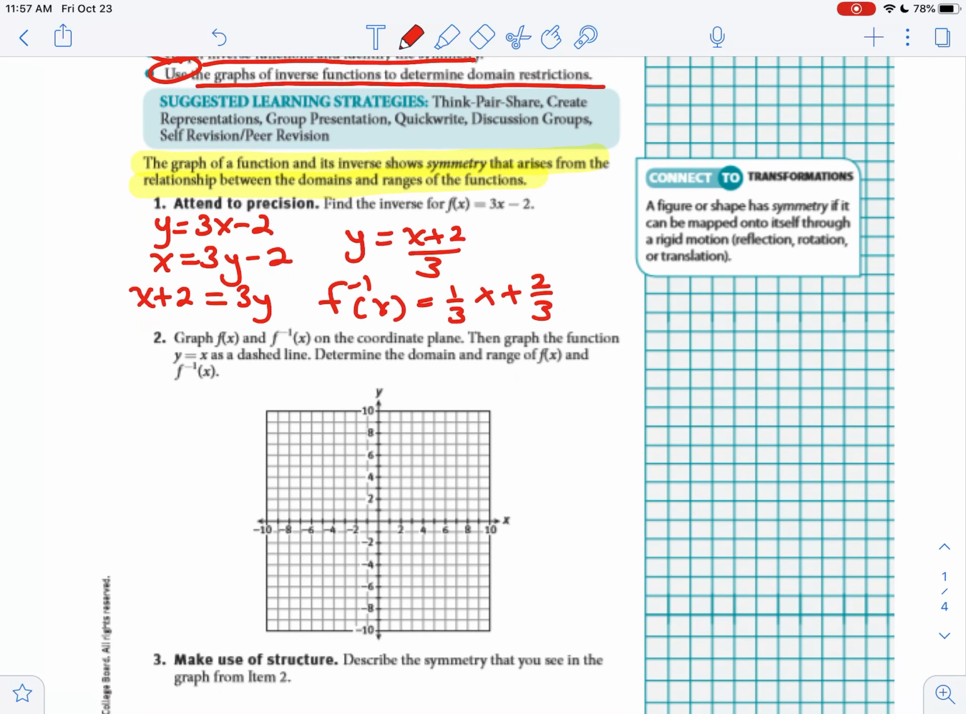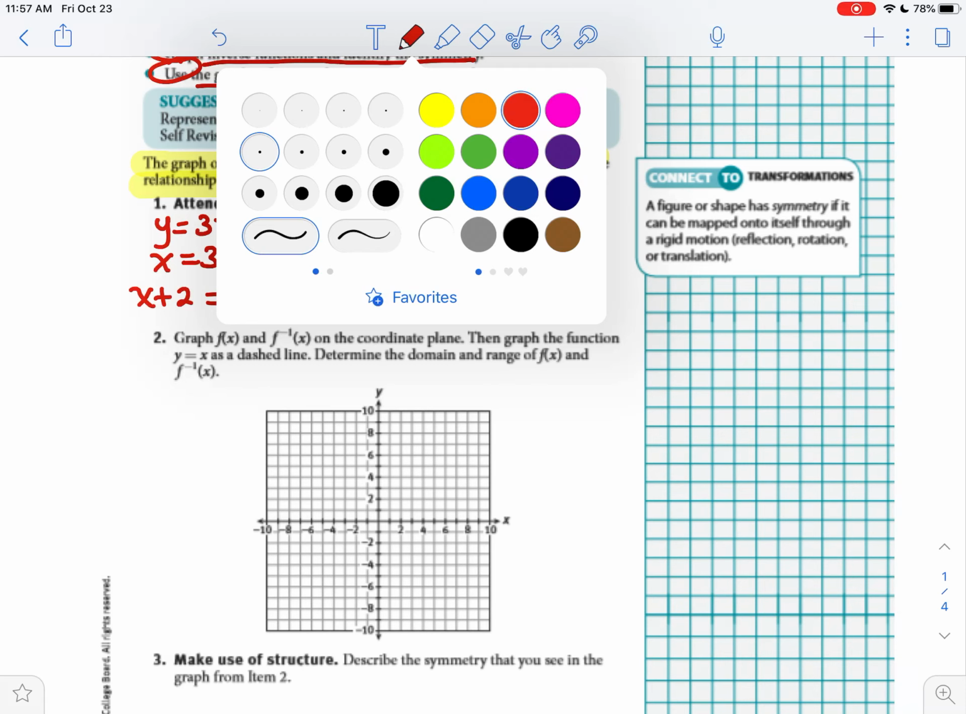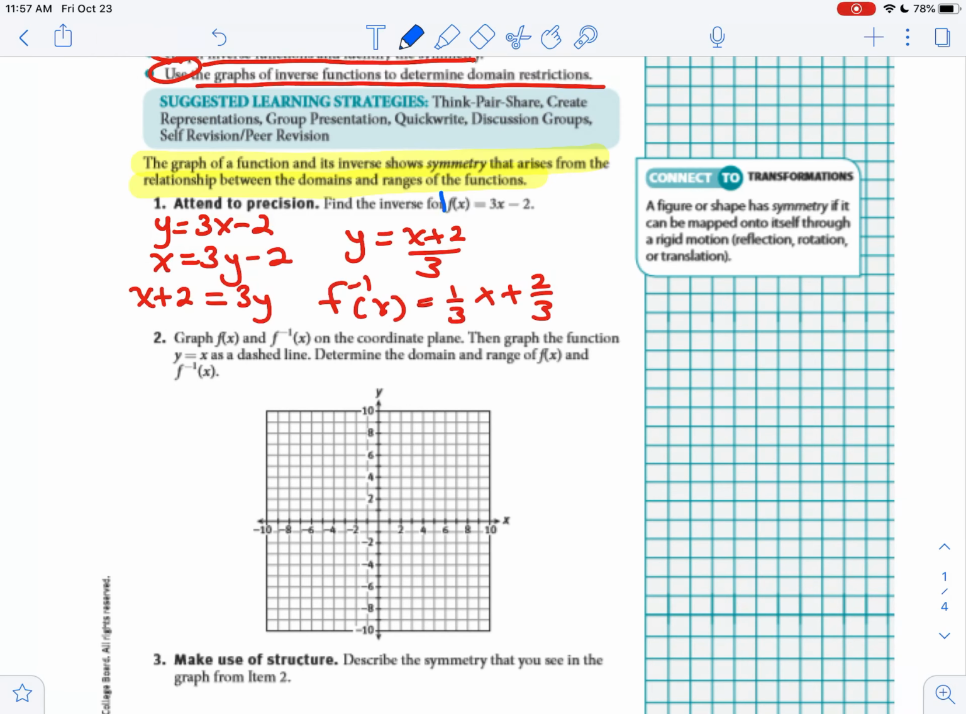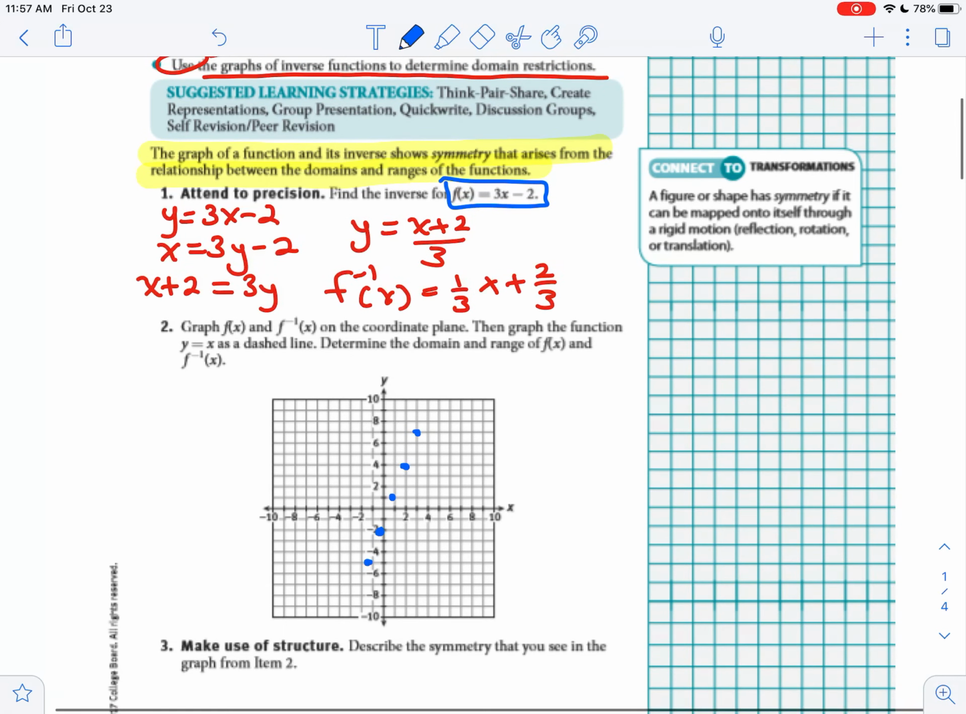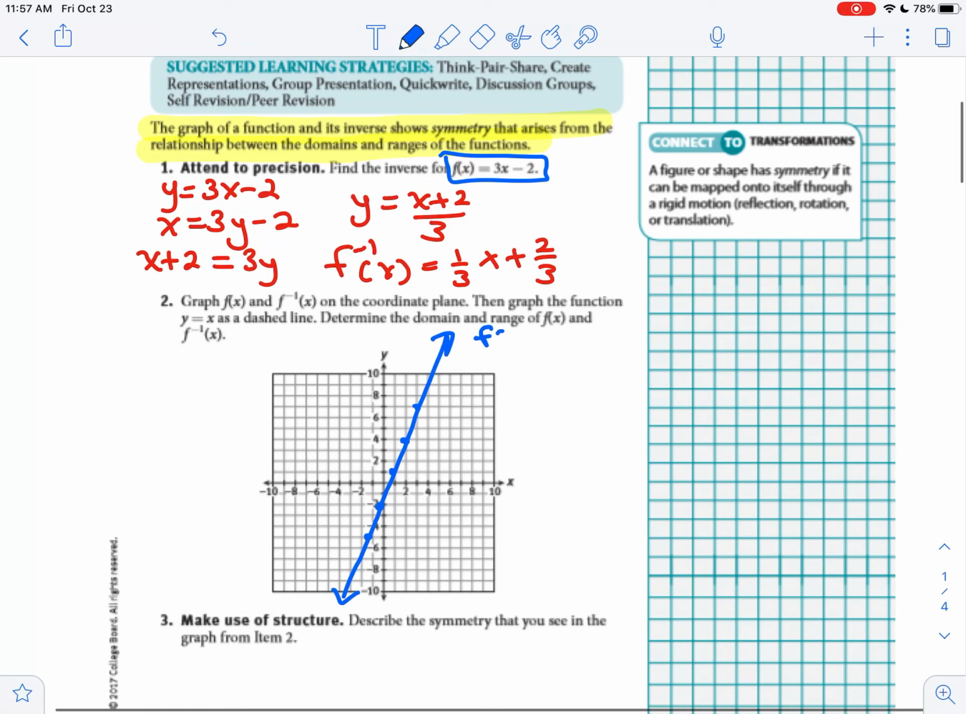So now we have a function f of x, and we have the inverse. These are linear functions, so we'll use slope and y-intercept to graph them. For the first function, I'm going to graph that one in blue: f of x equals 3x minus 2. I'll start down here at -2, and then I'll use my slope, which is 3 over 1. So I'm going to rise 3 and run 1, rise 3, run 1. Or I could go down 3 and the other direction, 1 as well. And so there is f of x.